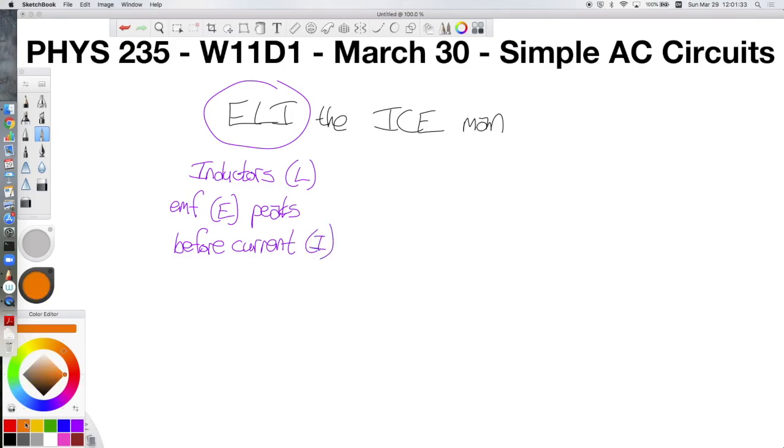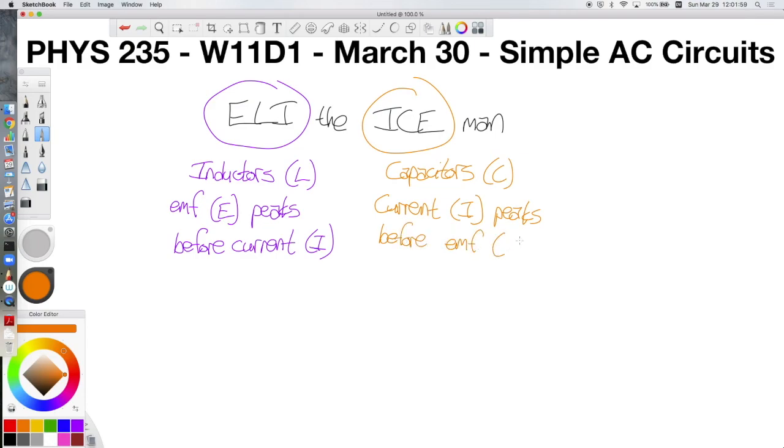And correspondingly, ICE man is talking about capacitors, the C in ICE, and it says the current, I, peaks before the EMF, E. And then the only other thing you need to remember is that for resistors, the current and the EMF peak at the same time.